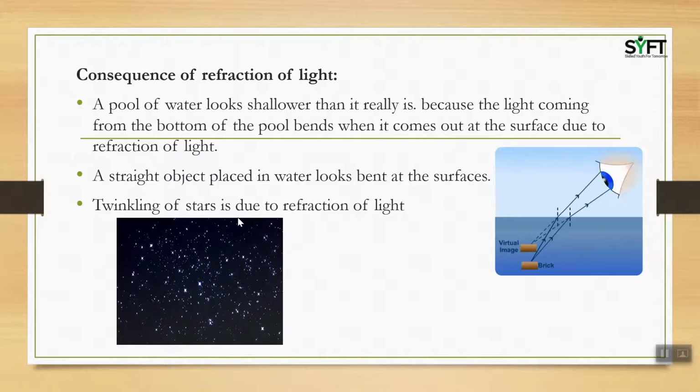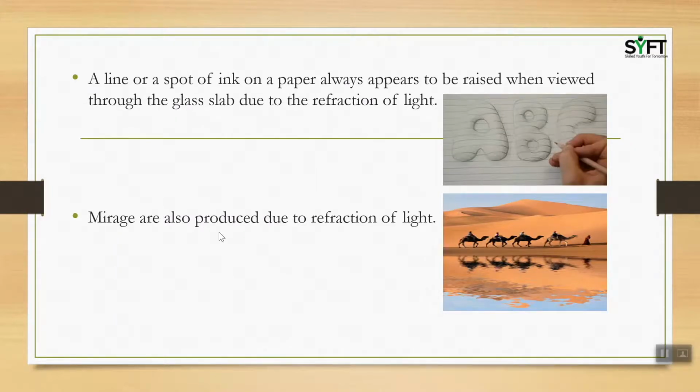Then twinkling of stars is due to refraction of light. Have you ever thought why stars twinkle? It is because of the refraction of light. When the light travels from vacuum to the air of Earth, it changes direction, and then we see the stars twinkling. This is very interesting. This light chapter seems very interesting, and it is my favorite also.